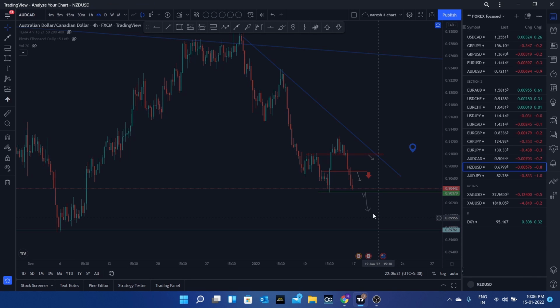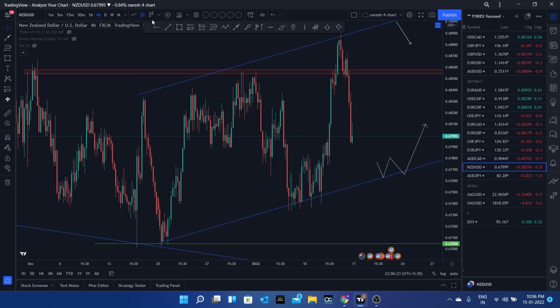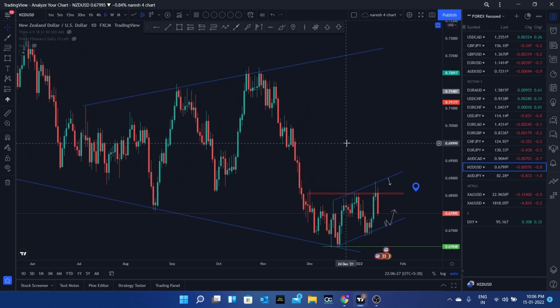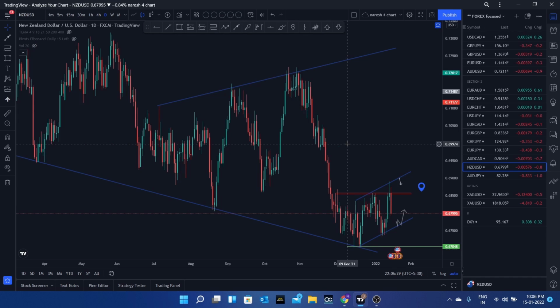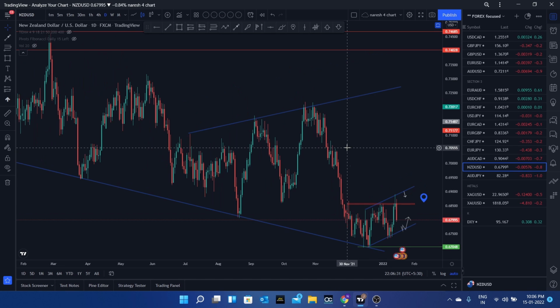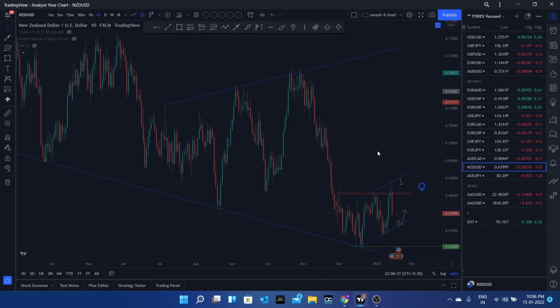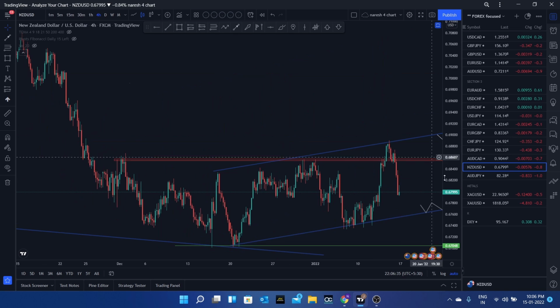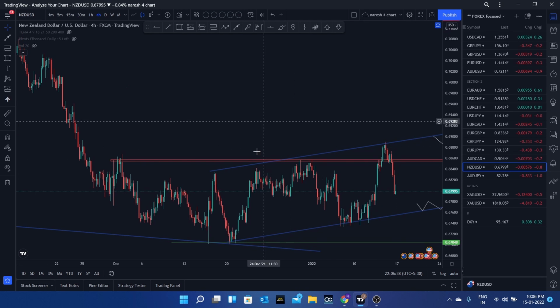So that would be for AUD CAD, and the next pair would be New Zealand USD, guys. So in the 1 day time frame, it is in lower low, and in 4 hours it is in a high formation. It has already broken this. It was in consolidation.